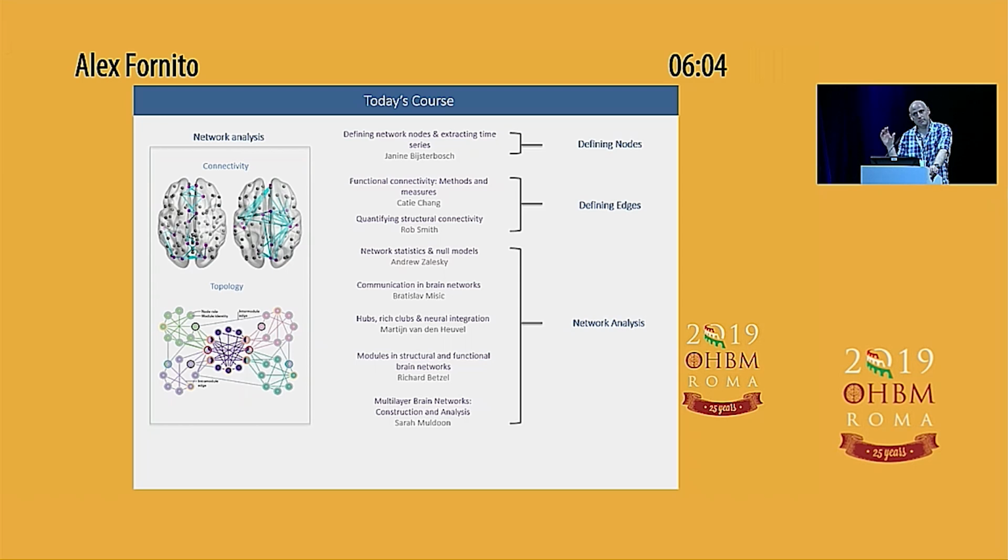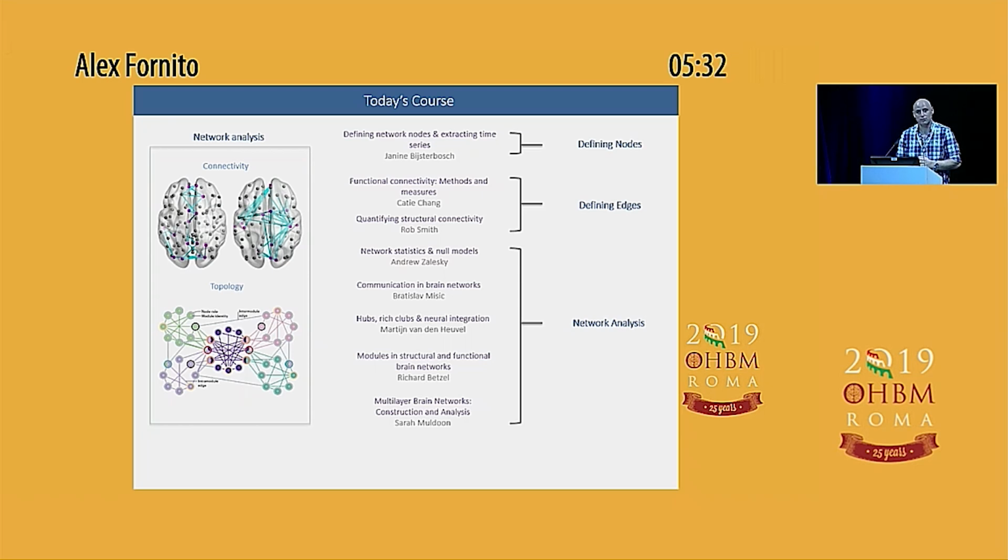And then there's going to be a block of talks focusing on network analysis. Andrew Zalesky will talk about statistical approaches to looking at connectivity and how you deal with multiple comparisons, and also appropriate null models to allow for inference on networks. Bratislav Misic will talk about different graph theoretic approaches to getting insight into communication processes on networks. Martin van den Heuvel will talk about how we go about defining brain network hubs and things like rich clubs and different measures of how integrated a network is.